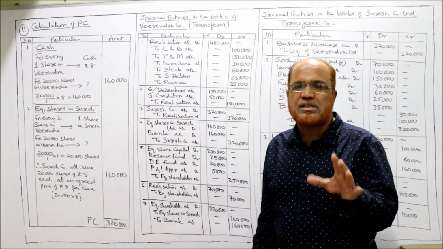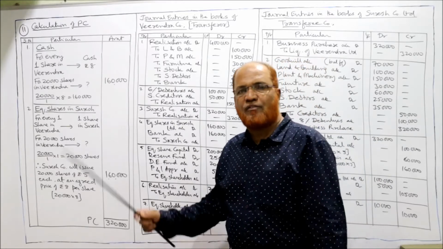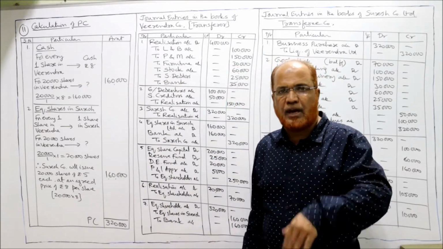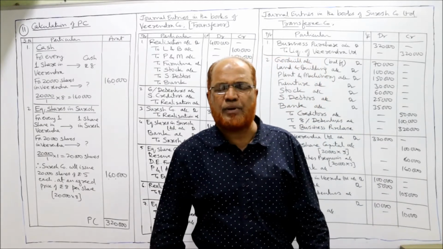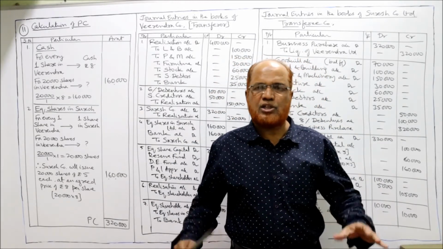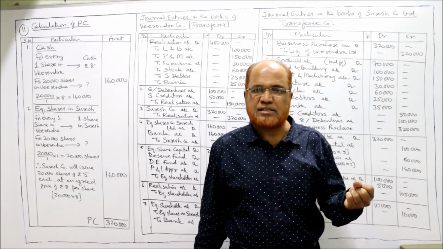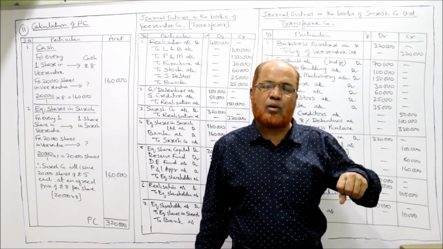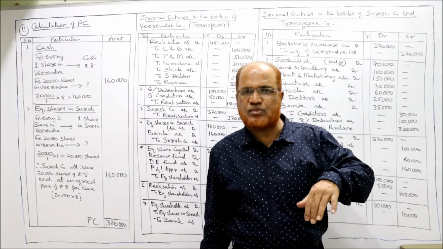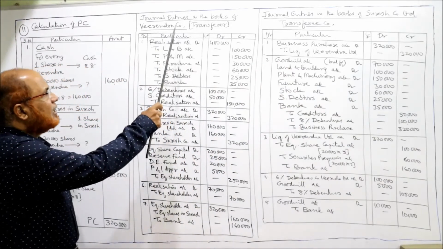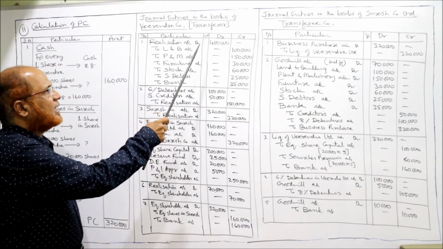Now we are required to pass the journal entries in the books of Virendra Company and Suresh Company, in the transferor company and transferee company. It's very, very simple. I think after doing all these problems, you have got a good command on what type of problems will be asked in examination and what the accounting treatment is in the books of transferor and transferee on amalgamation of companies. Now see, journal entries in the books of Virendra Company Limited, transferor.